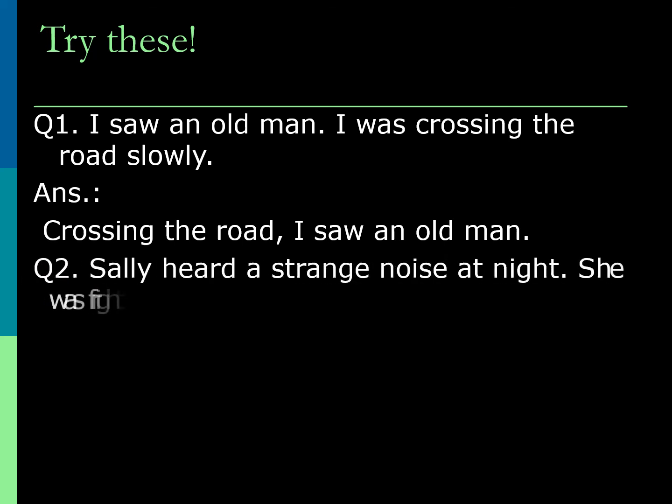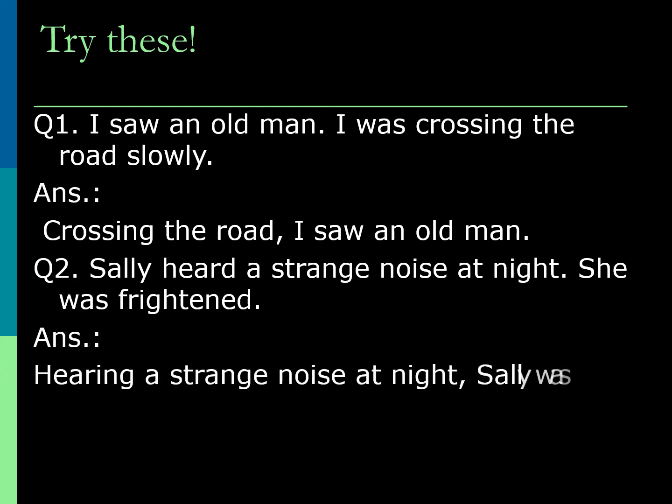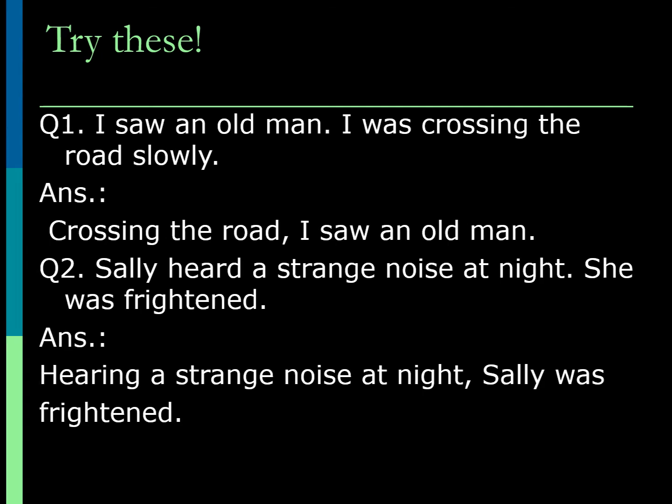Let's try this. Sally heard a strange noise at night. She was frightened. Sally heard a strange noise. That's active voice. So that should be expressed in the present participle. Hence, the answer: hearing a strange noise at night, Sally was frightened. Let's try more.